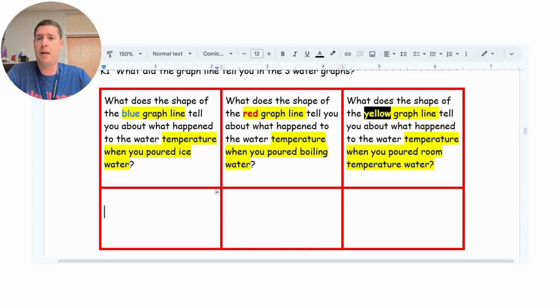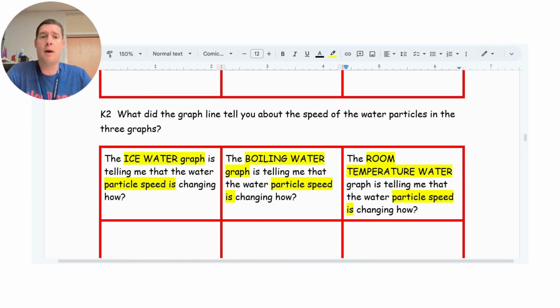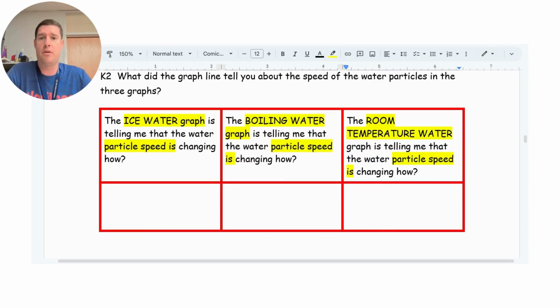So that's what you should be typing in here, that it changed quickly and then leveled off. The temperature was warming and then leveled off. The temperature was cooling quickly, then leveled off. And then here, the temperature pretty much stayed the same. Okay. Now, what did the graph line tell you about the speed of the water particles in the 3 graphs?